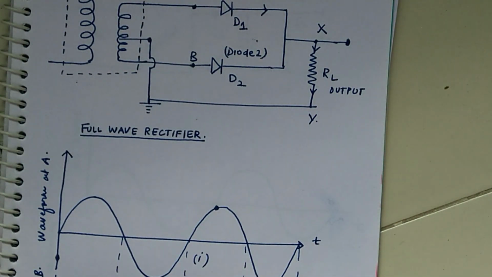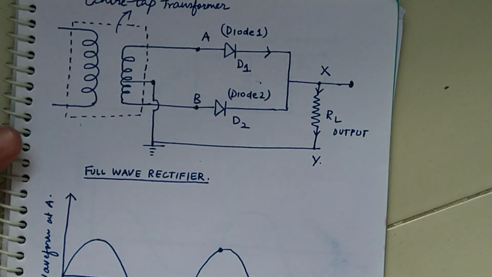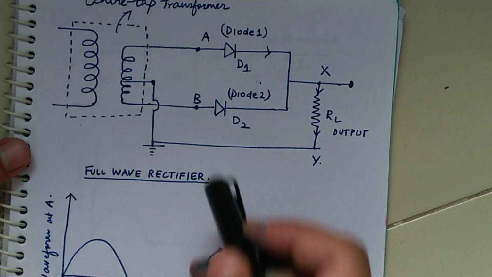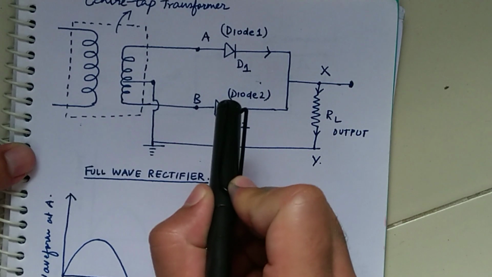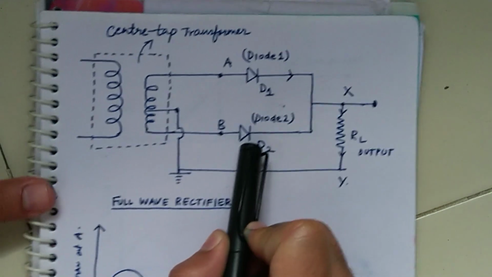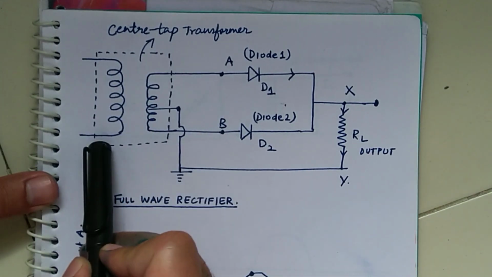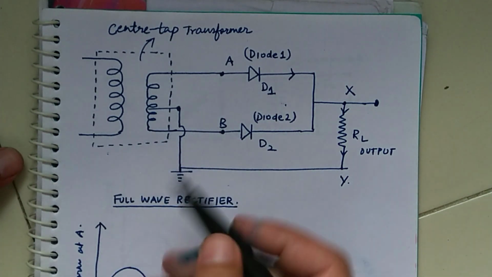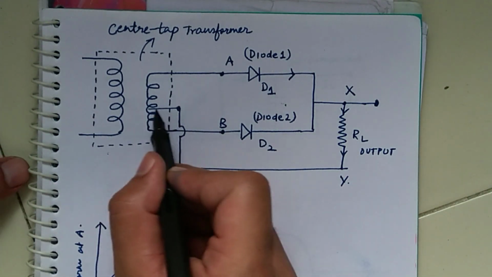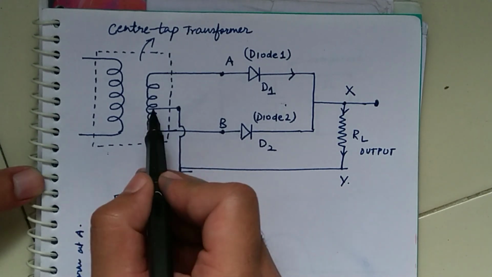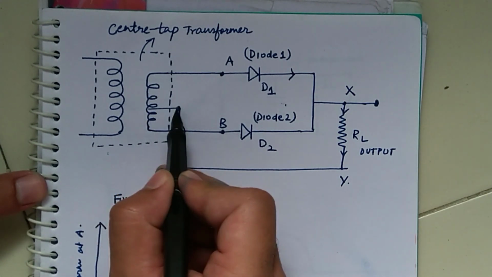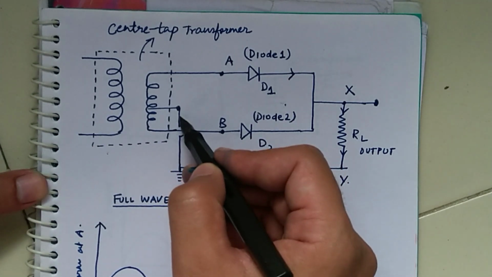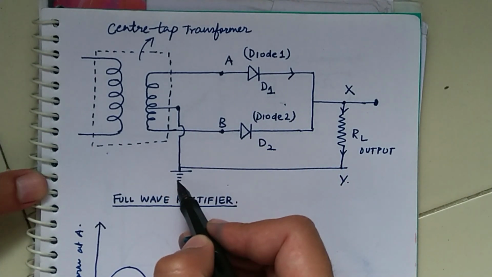Here it is. It is similar in terms of functioning to the half wave rectifier, just that we have added a diode here additionally. Okay, so this is the transformer. Now this transformer is a peculiar one. We are using this center tap transformer here, because from the center we have taken out a wire and attached it to the ground voltage.